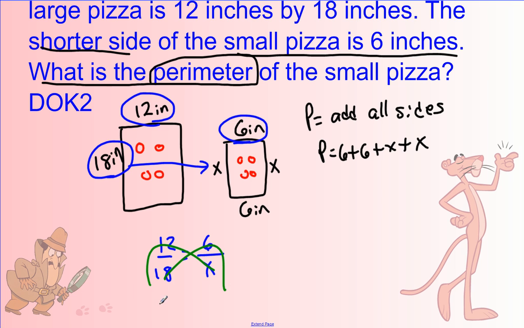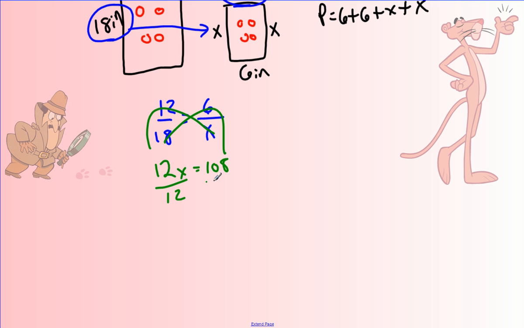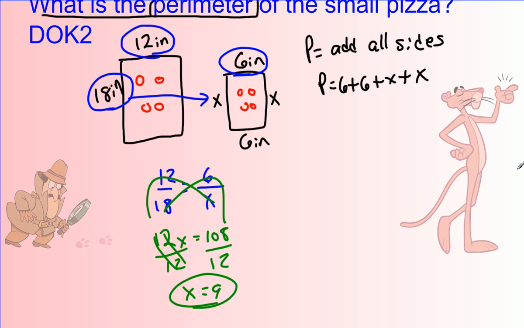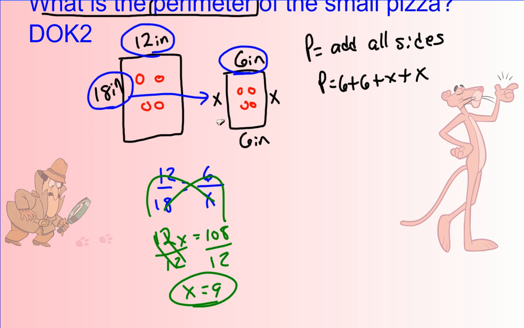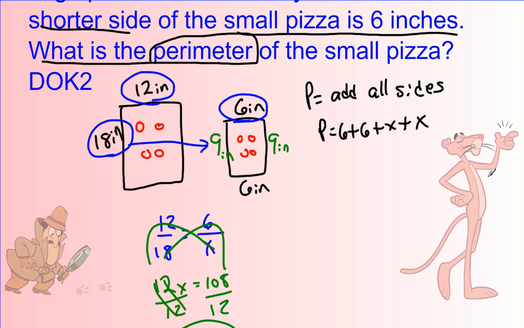Cross multiply this thing, we get 12x equals 60 and 48, that's the 108. Divide by 12 on both sides. We're solving this equation. X equals 9. So my x, I can erase it now in the problem, is 9 inches. That's the piece I needed to plug in here. My x is 9 inches.